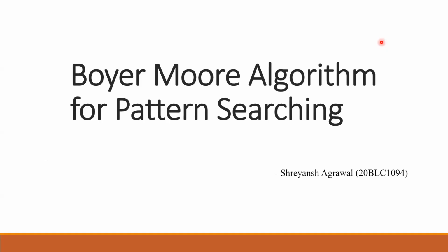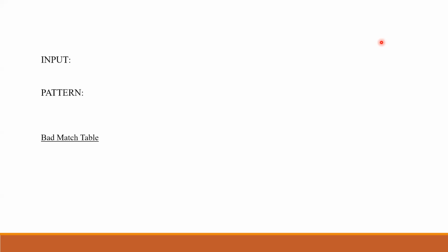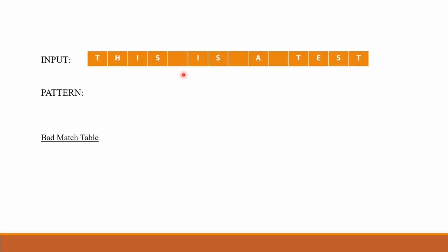In this video, we'll try to understand the working of the Boyer-Moore algorithm, which is an efficient string searching algorithm. So let us see how it works. We have been given an input string and a pattern. So basically, we have to search this pattern in the above input string.